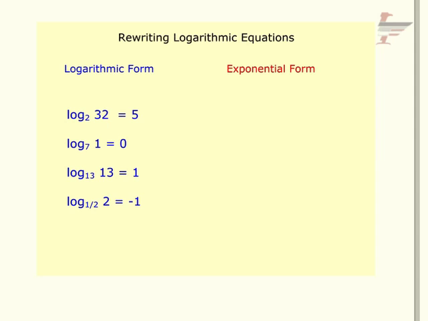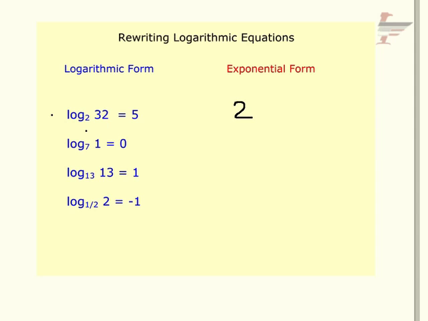So a couple examples of going back and forth. If you have something in logarithmic form, I'm going to start with this first one here, it says log base 2 of 32 equals 5. So we're going to go from log to exponential form. And note that the base of the log is 2, so that means the base of your exponent is 2.